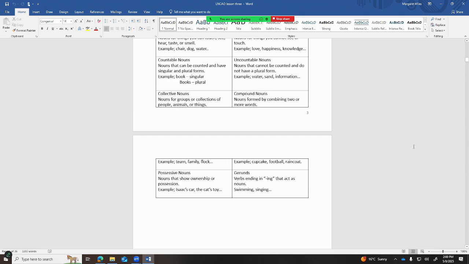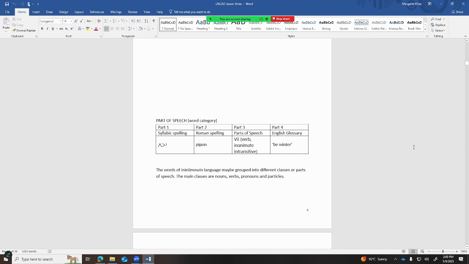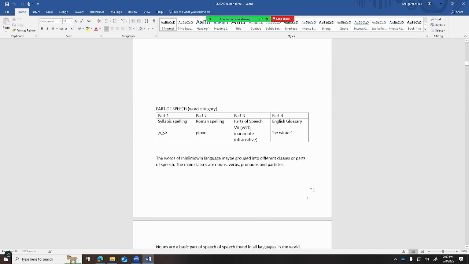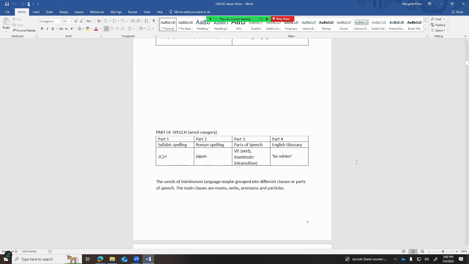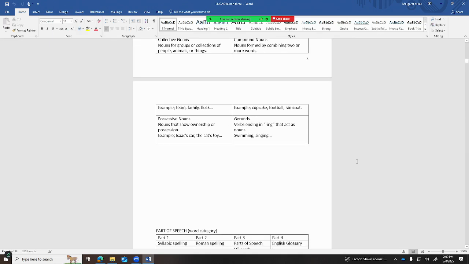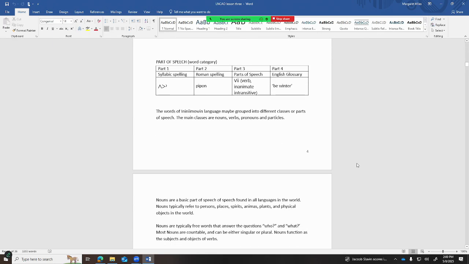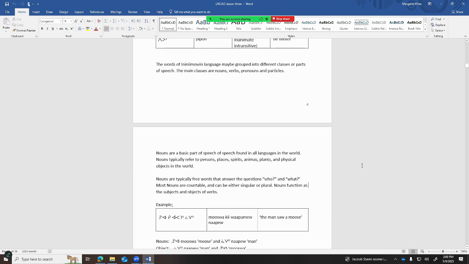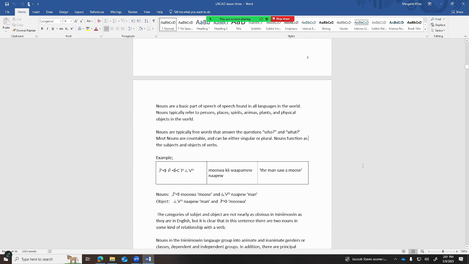So, parts of speech. We said that the words in any one language may be grouped into different classes or parts of speech. The main classes are nouns, verbs, pronouns, and particles. But we will go through the other parts of speech and nouns and examples. So nouns are a part of speech found in all languages in the world.